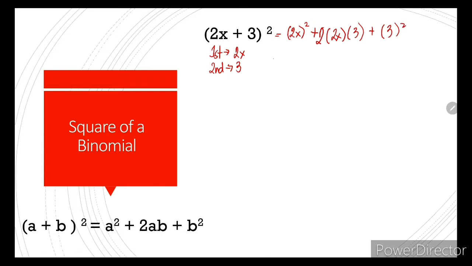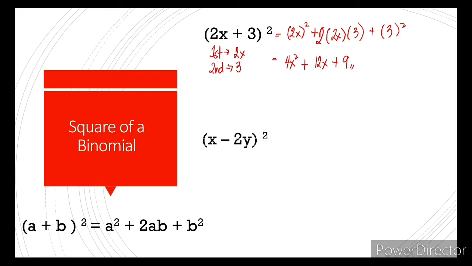So 3 squared. Let us simplify. 2x times 2x is equal to 4x squared, plus 2 times 2x is equal to 4x times 3. So we have 12x, plus 3 times 3 is equal to 9. Quantity 2x plus 3 squared is equal to 4x squared plus 12x plus 9.